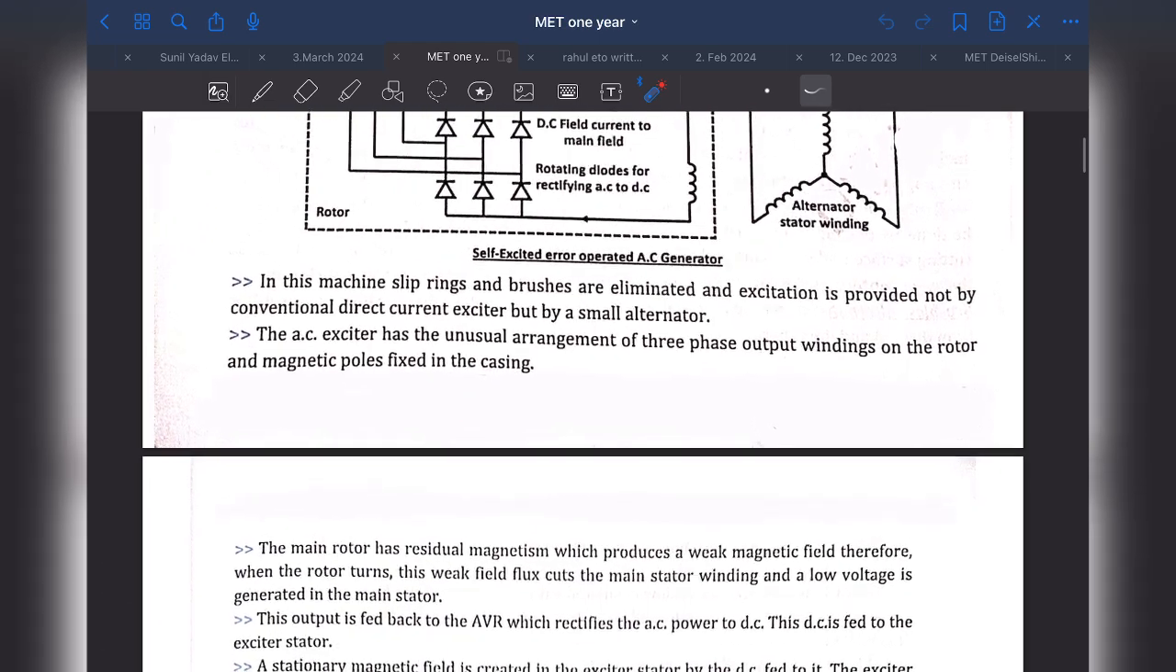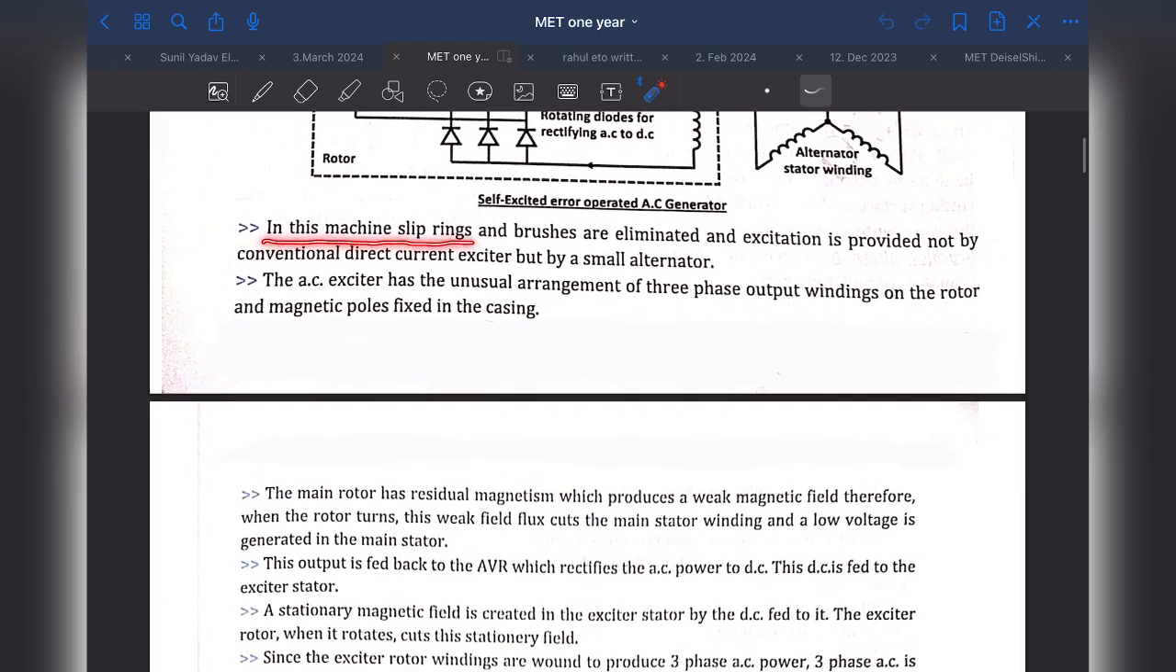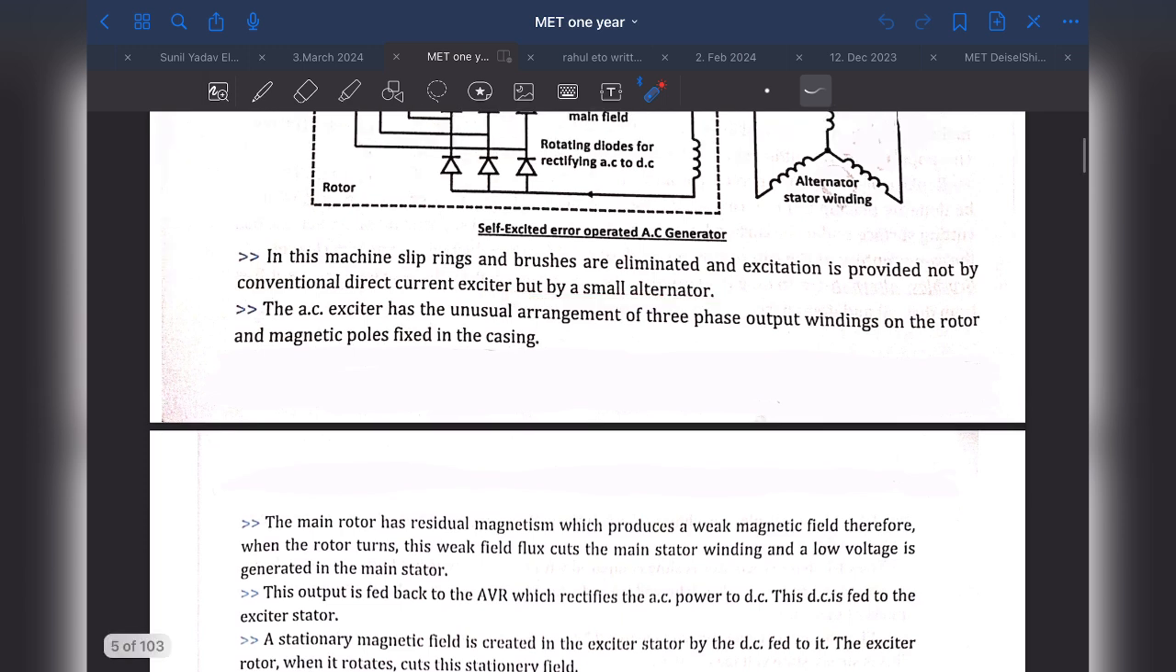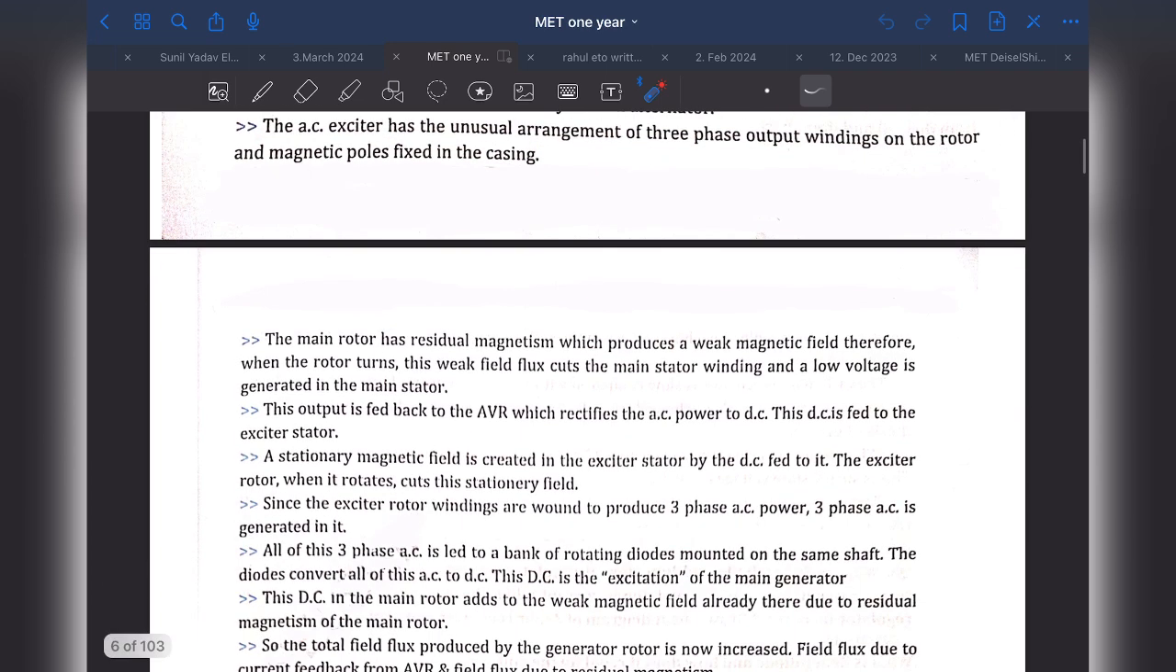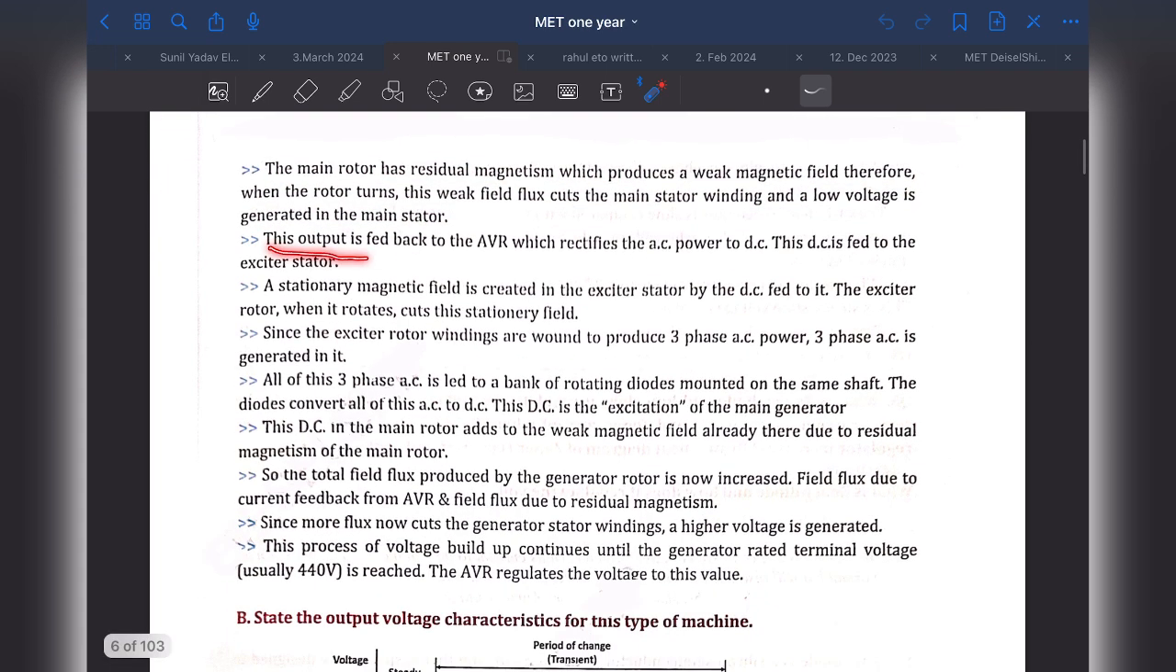So let's read the answer what is given here. In this machine, slip rings and brushes are eliminated and excitation is provided not by conventional direct current exciter but a small alternator. The AC exciter has unusual arrangement for three-phase output windings on the rotor and magnetic poles fixed in the casing. The main rotor has residual magnetism which produces a weak magnetic field. Therefore, when rotor turns, this weak field flux cuts the main stator winding and a low voltage is generated in the main stator. This output is fed back to AVR which rectifies the AC power to DC. This DC is fed to the exciter stator.